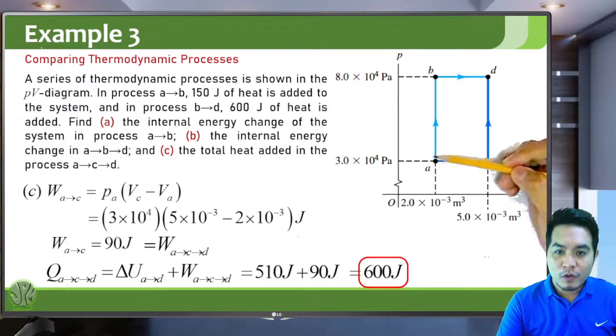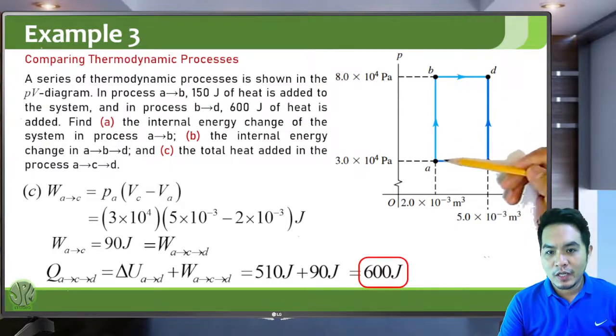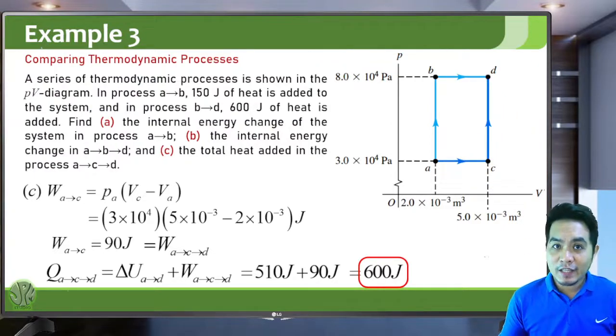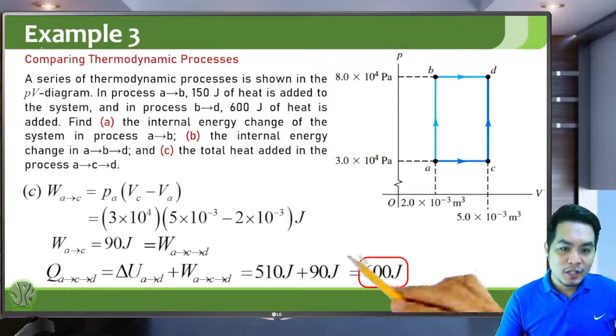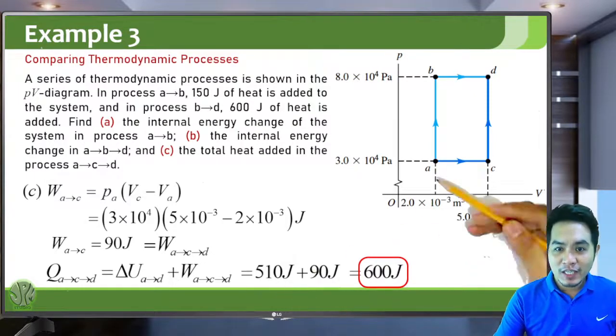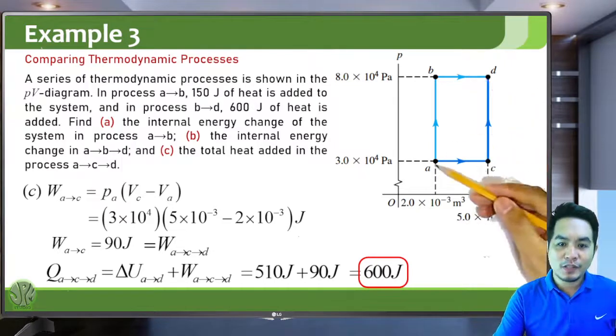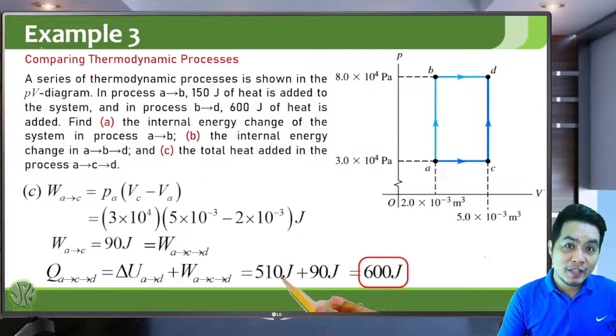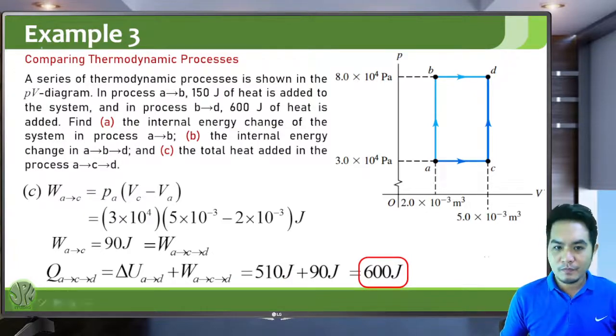And the work also differs. The work done from A to B to D is also different from the work done from A to C to D, because both the heat and the work depend on the path. But the change in internal energy is always 510 joules from A to D. No matter what path you take, A to B to D, this one, or A to C to D, this one, the change in internal energy of the system will always be 510 joules.